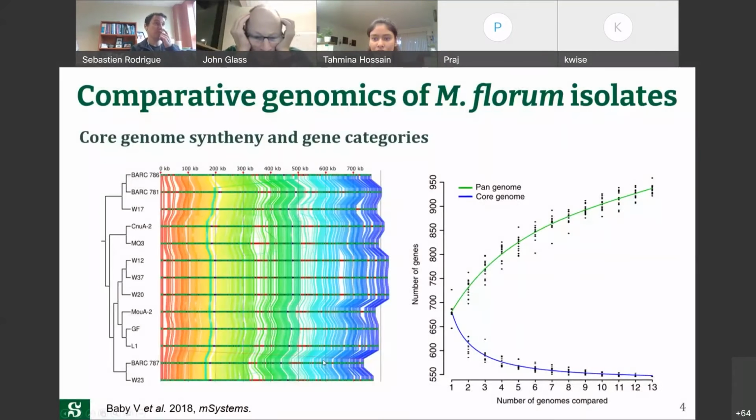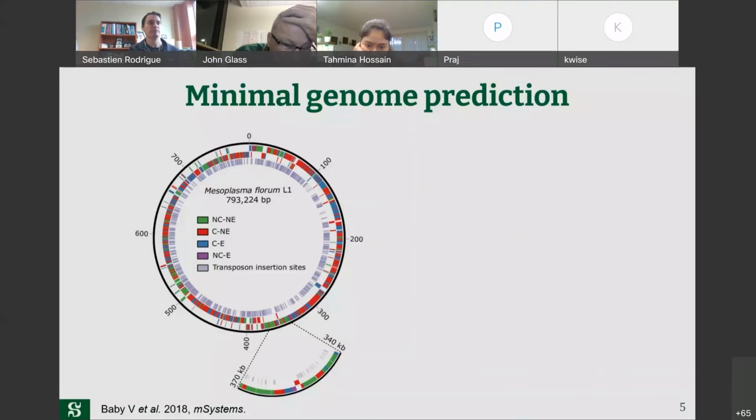So a few years ago, when I started my lab, the first thing that we did was comparative genomics, because we were interested in knowing what was the core genome and how many genes were conserved between species. We also looked at the pangenome, we looked at synteny, and we discovered that the Mesoplasma florum genomes are pretty much all equivalent. They have some slight differences, but they pretty much look alike.